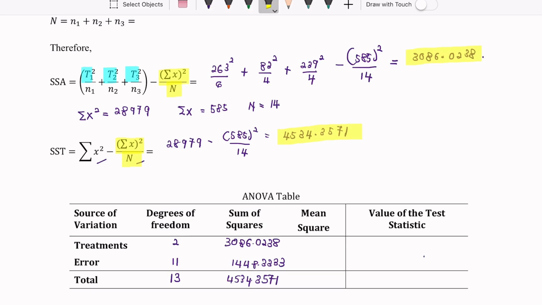How to get mean square treatment? You will get the value of mean square treatment if you divide the sum of squares treatment with the degree of freedom. So 3086.0238 divided by 2, you will have 1543.0119. Same goes to the mean square error. If you divide these two values, then you will have the value of MSE. The value of MSE is 131.6667. F calculated is obtained by simply dividing these two values.